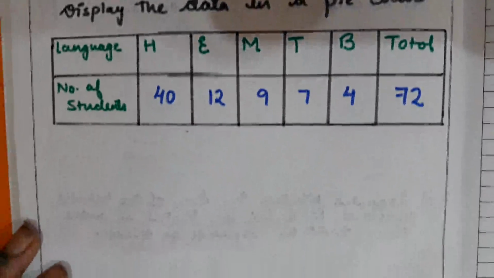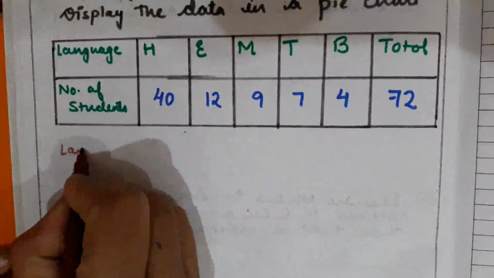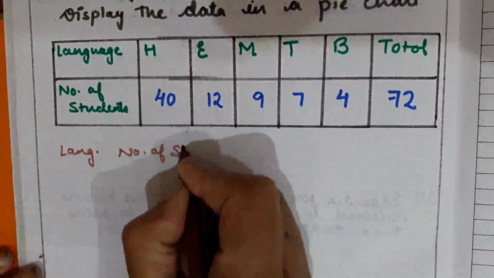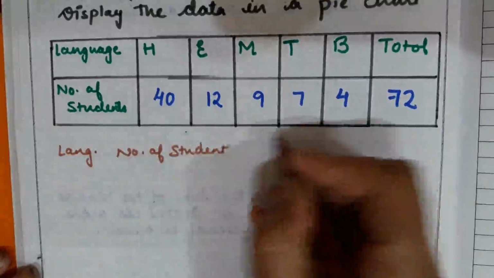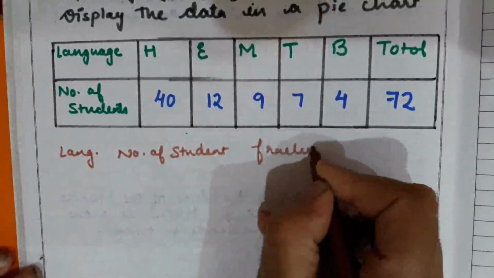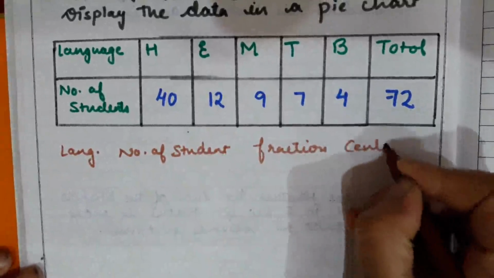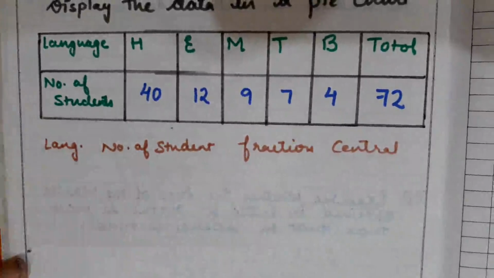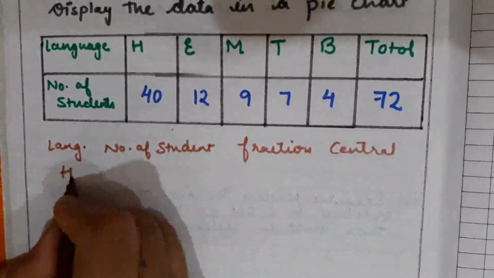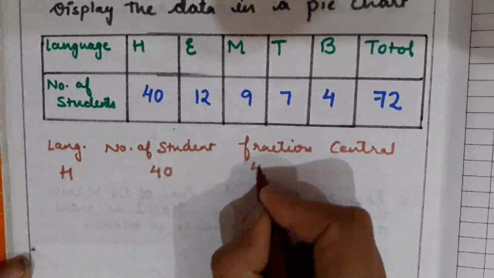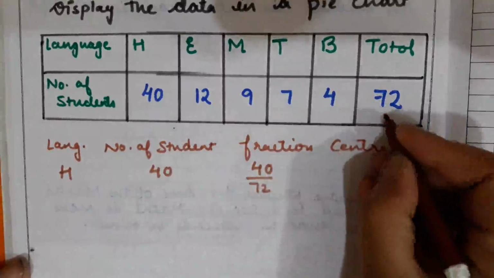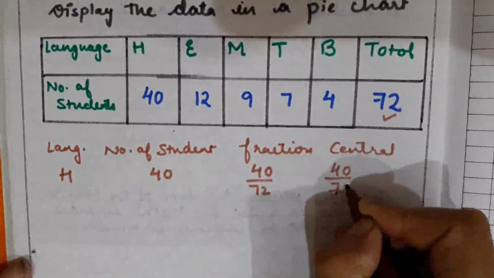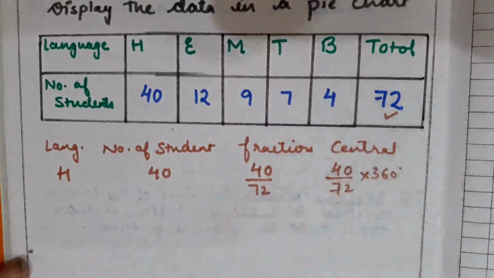First of all, what we need to do: languages, then number of students, then fraction, then central angle. How can we find this? Now I hope you know this. So languages, first of all Hindi, number of students is 40. How can you find the fraction? 40 upon 72. Total is 72 here. Now 40 upon 72 multiplied by 360, you can find this.